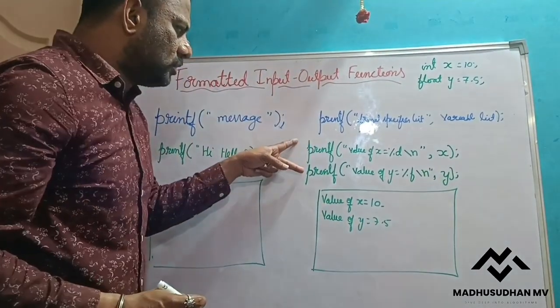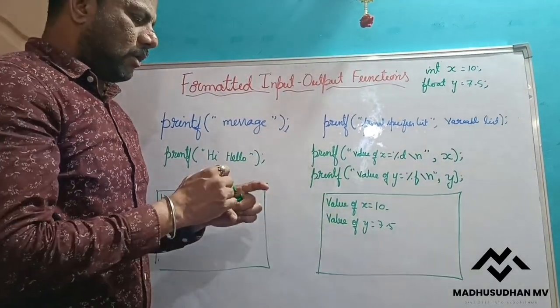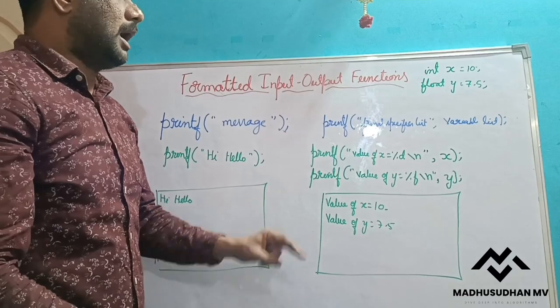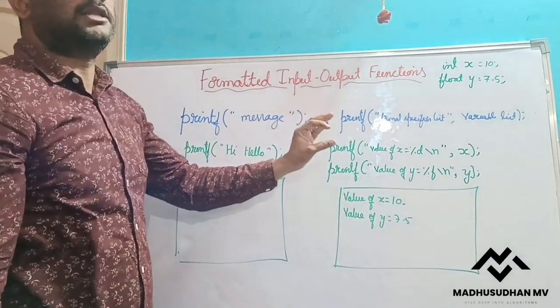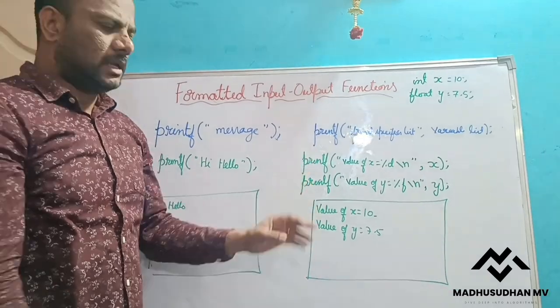Now, if you use these two, it will print like this. Now I will run the program and show how to print one simple message and how to print the values of some variables. So that we will see.